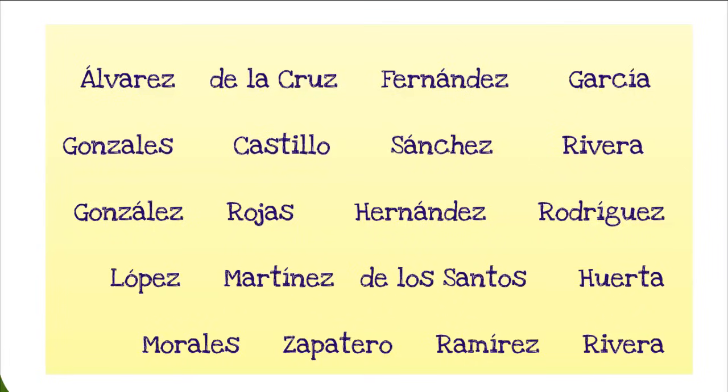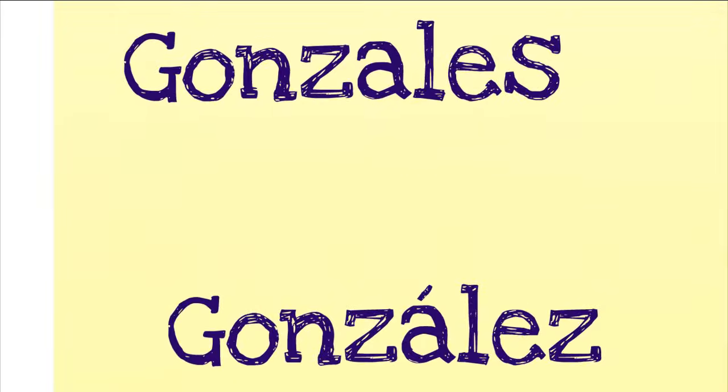Another thing we need to keep in mind are spellings of last names. So let's look at Gonzalez and Gonzales. These are two distinct last names. This is not the same last name. One has a written accent and a Z at the end. The other just has an S at the end. So your last name could be Gonzalez or Gonzales. So really pay attention to spelling.